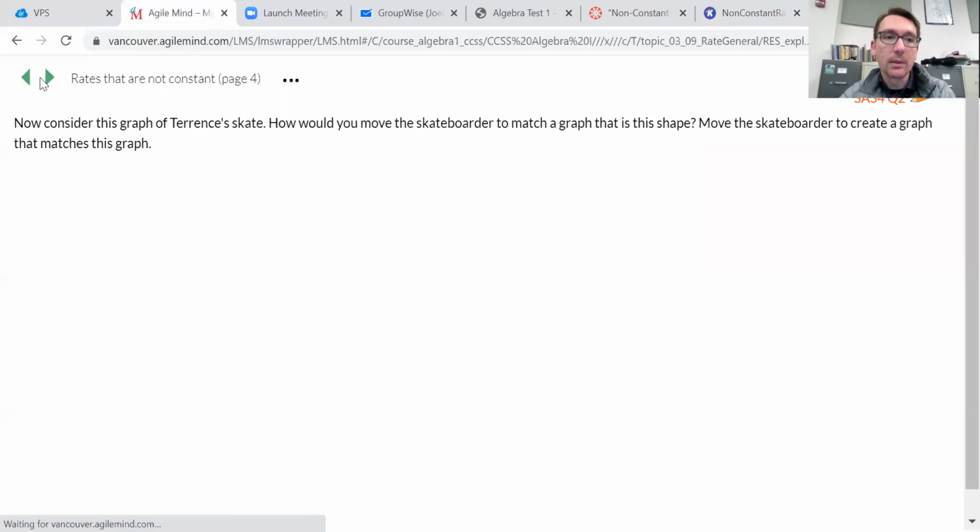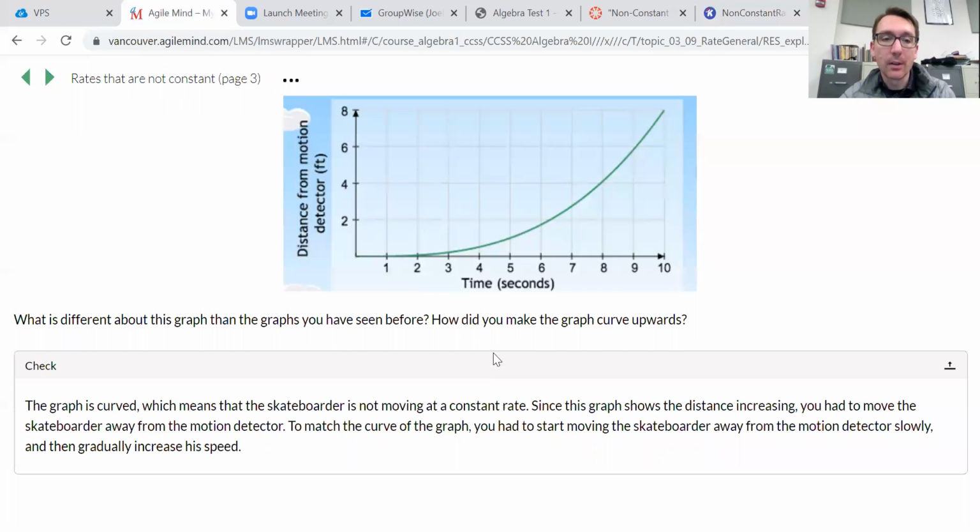Let's see what they said for their answer, just for the record. The graph is curved, which means the skateboarder is not moving at a constant rate. That's true. Curved lines mean they're changing speed or something is changing. A curved line always has something that's changing. This graph shows the distance is increasing. Yes, that's true. To match the curve, you start moving away slowly and then you gradually increase speed. That's what we said. Perfect.